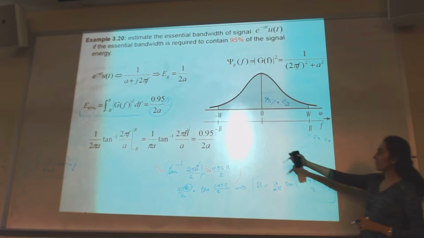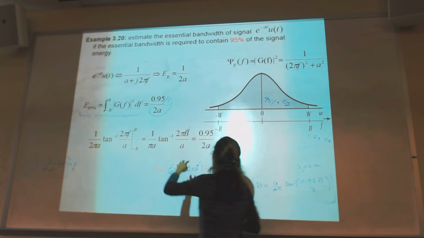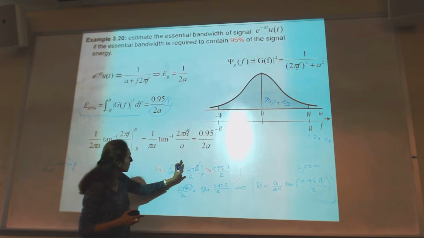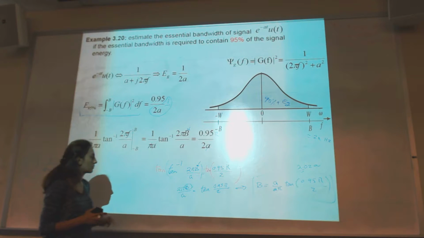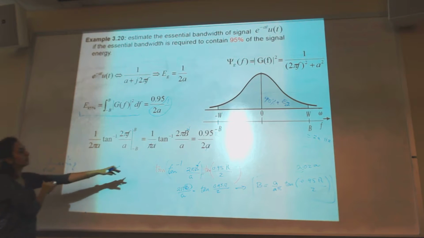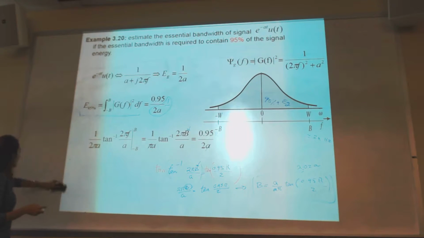So after the integral, we are not done because we have to find b. This is how to find b. Just take the tangent and get rid of the tangent inverse on this side. Everybody got the last thing? It's just a simple one. Okay.